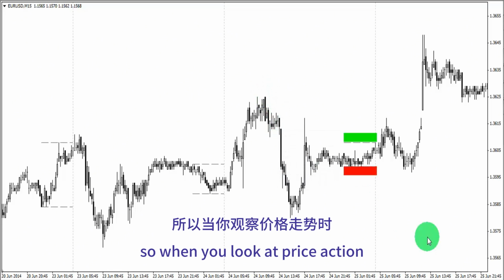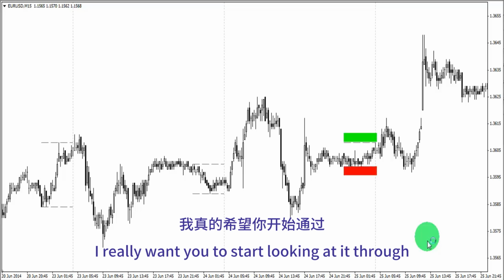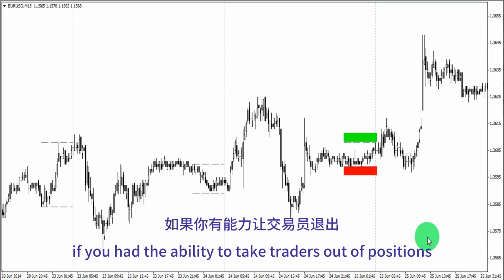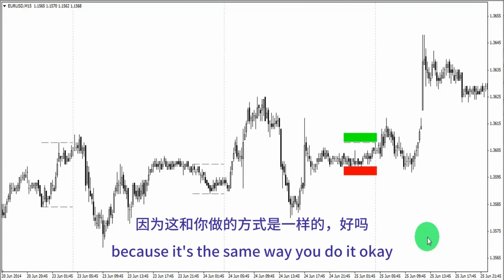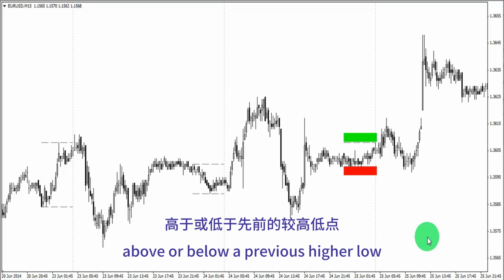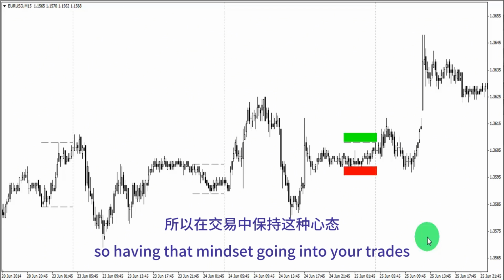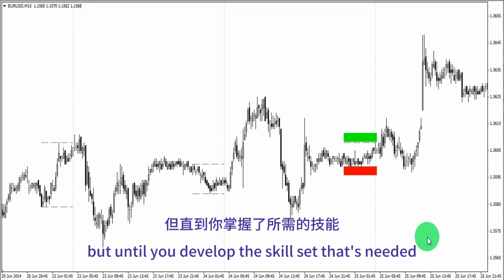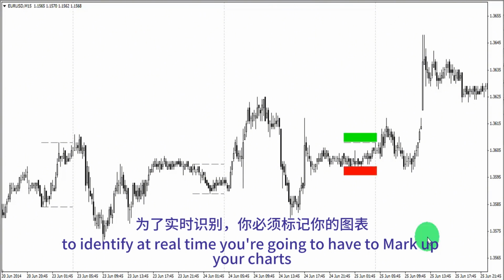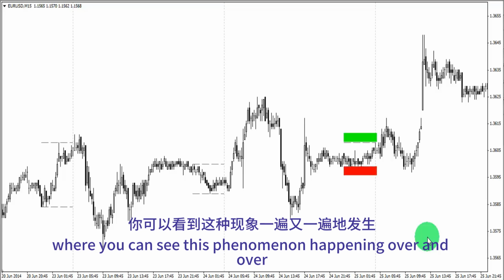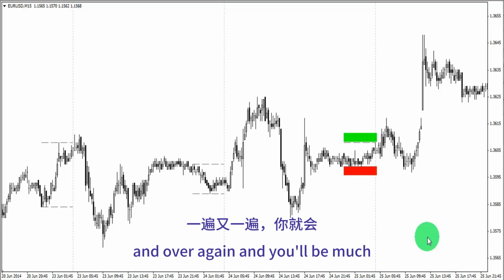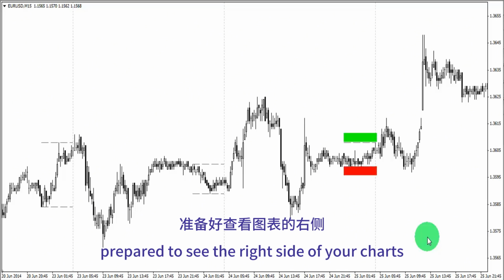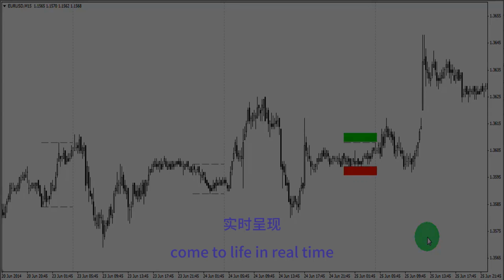So when you look at price action, I really want you to start looking at it through the eyes of a market maker. If you had the ability to take traders out of positions, you know how they're going to place a stop, because it's the same way you do it, above or below a previous high or low. It's exactly what the textbooks say. Having that mindset going into your trades will obviously be beneficial, but until you develop the skill set that's needed to identify it in real time, you're going to have to mark up your charts and build a large sample size of data where you can see this phenomenon happening over and over and over again, and you'll be much more prepared to see the right side of your charts come to life in real time.